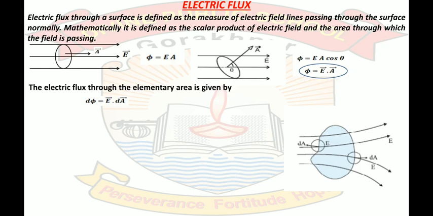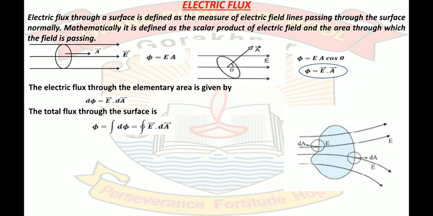For the total flux, we integrate d phi, and for that we get the surface integral of E vector dot dA vector. This is a different kind of integration, called surface integration, where we integrate the surface area element and get the total surface area. The area dA is chosen so that E dot dA can be integrated and we can get the value of flux.